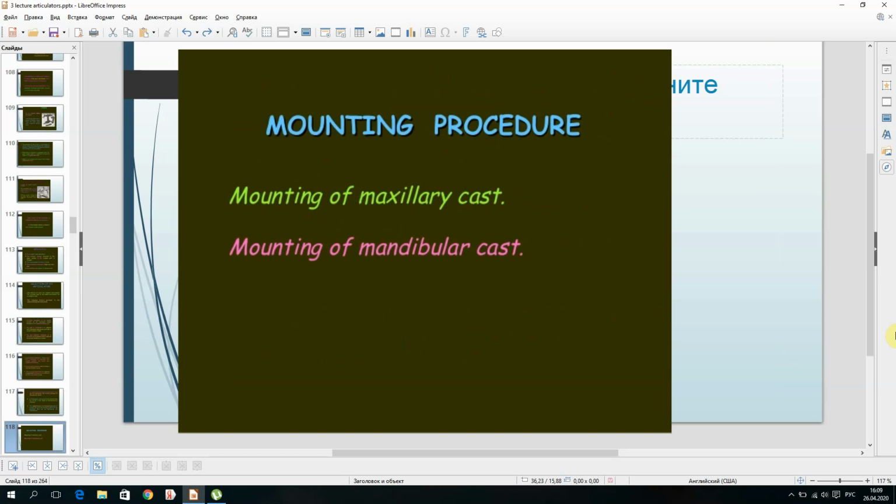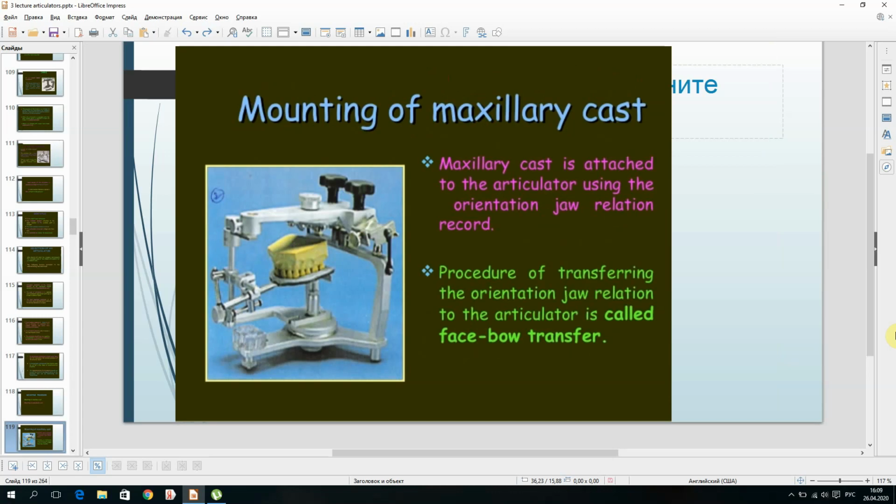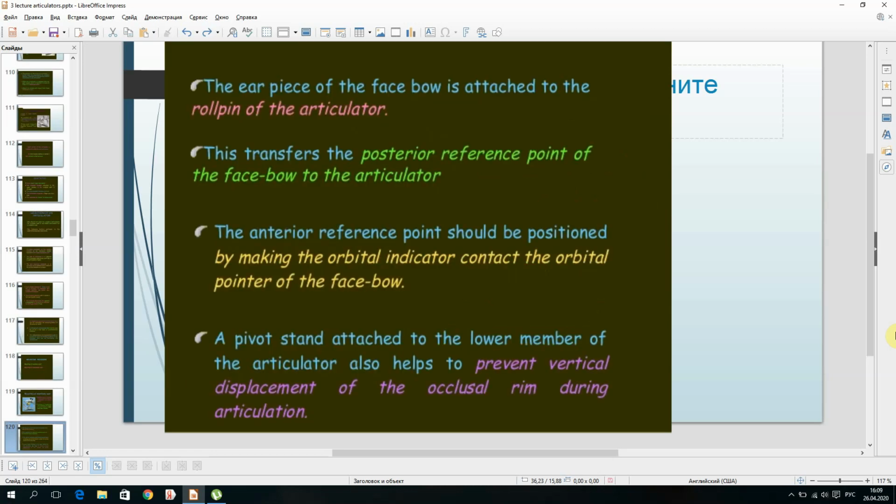Mounting procedure: mounting of maxillary cast and mounting of mandibular cast. Maxillary cast is attached to the articulator using the orientation jaw relation record. The procedure of transferring the orientation jaw relation to the articulator is called face bow transfer. The earpiece of the face bow is attached to the condylar rod pin of the articulator. This transfers the posterior reference point of the face bow to the articulator.